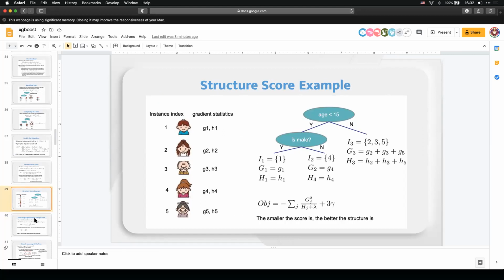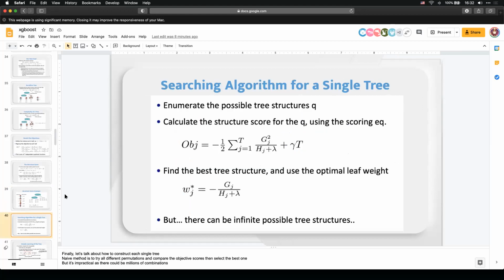Okay, so far we have a way to evaluate the trees. Now the next step is to figure out how to construct a tree, because knowing how to evaluate them doesn't mean that we know how to construct them. The naive way would be for all the possible tree structures, with different features and decision tree structures, we enumerate all possible combinations. For each way of constructing the tree, we have a formula to calculate the score. If we loop them through and find the minimum score, it could work, right? So that's the naive solution of the searching algorithm for a single tree.